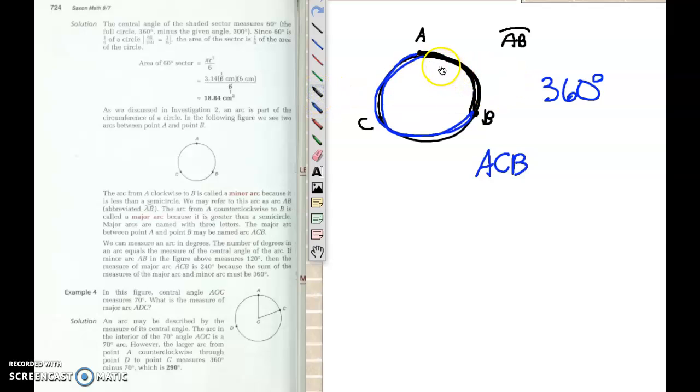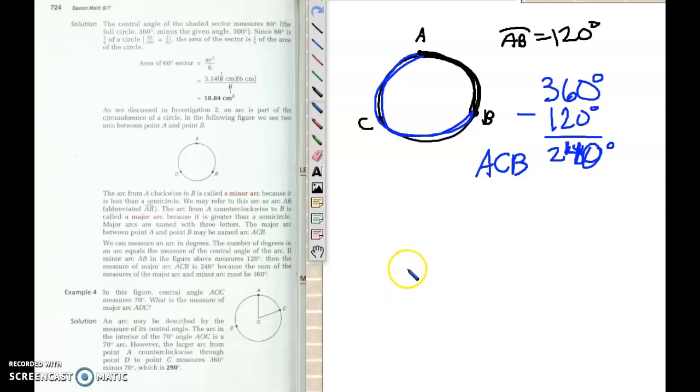So if this right here is equal to 120 degrees, what is the measurement of major arc ACB? Well, it's going to be 360 degrees minus that minor arc of 120 degrees. Let me do the right subtraction problem. So sorry, 240 degrees.